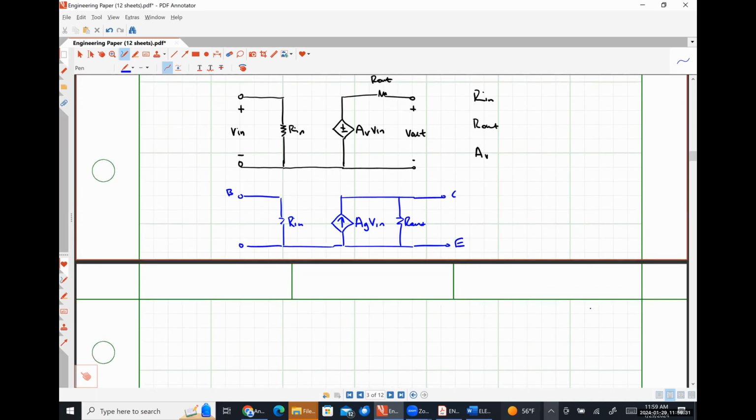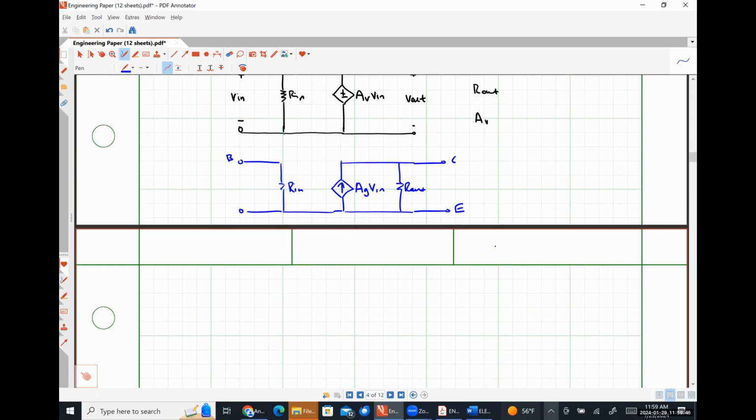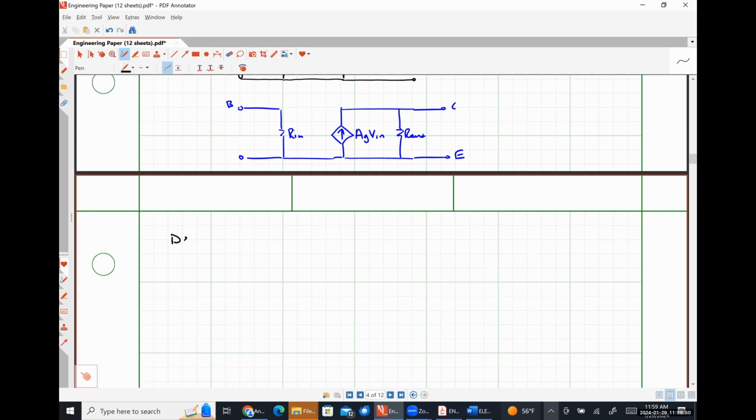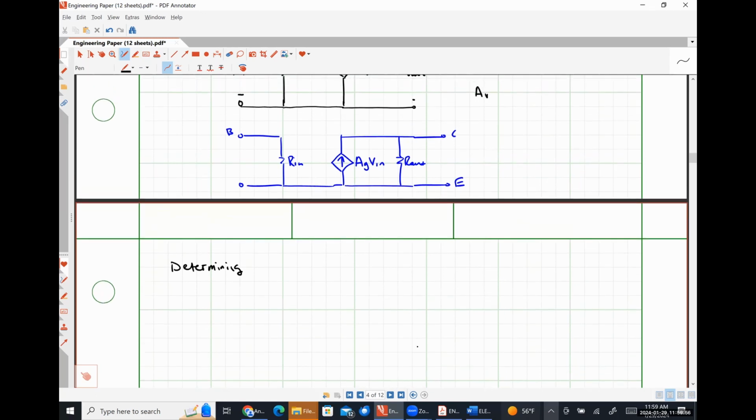All right, so the last thing that I want to talk about for today is measuring, or determining, R in, determining R out, and determining the voltage gain.